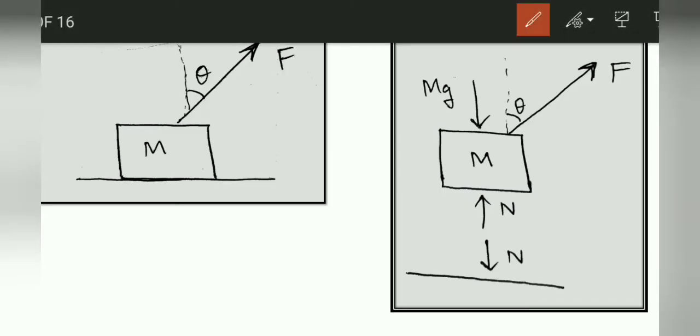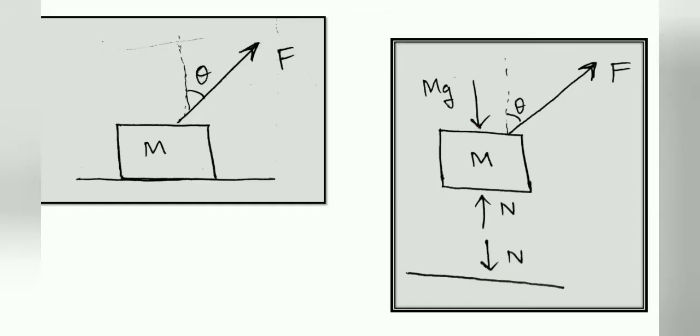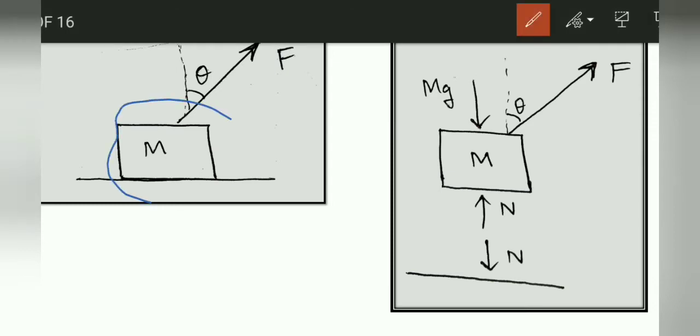Now let's increase the complexity slowly. See here, we are applying a force on the block M, but with an angle of theta with the vertical. Now let's draw the free body diagram. The first and foremost rule for drawing the free body diagram is to free the body, to separate the body. See this block of mass M. What we'll do is separate it from the ground like we have done here. We have separated it from the ground mentally, not physically.